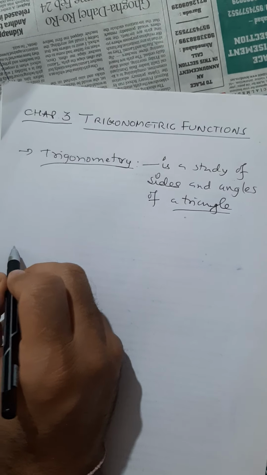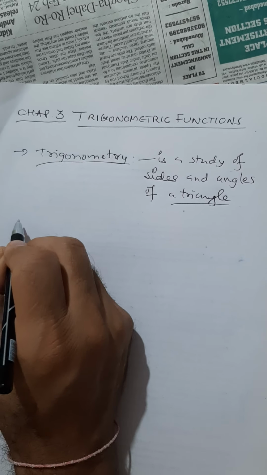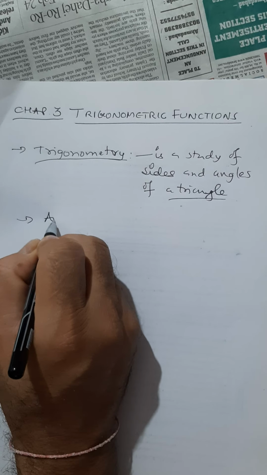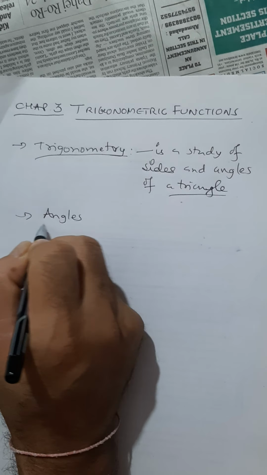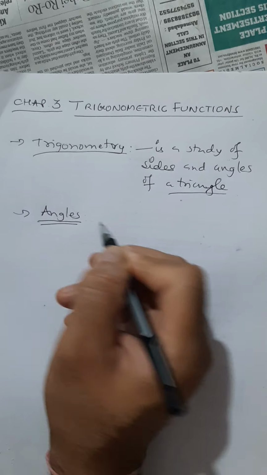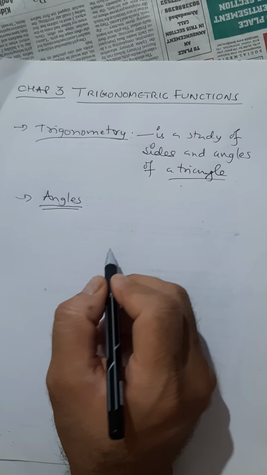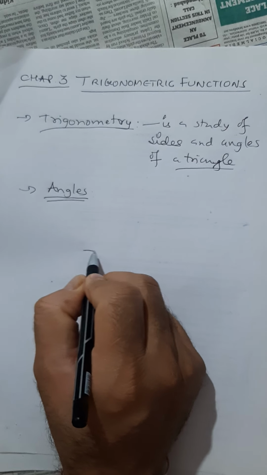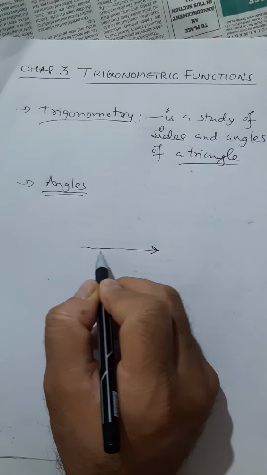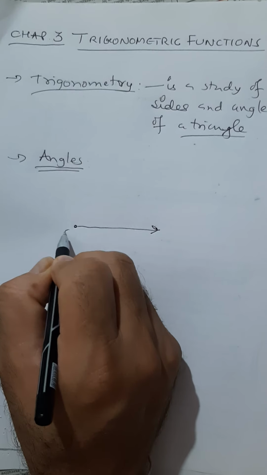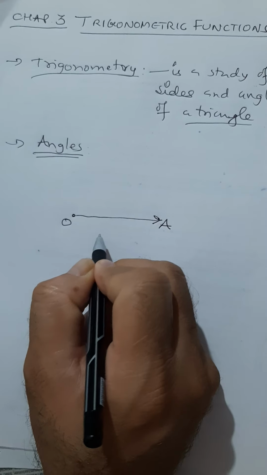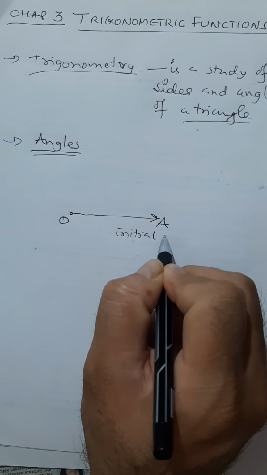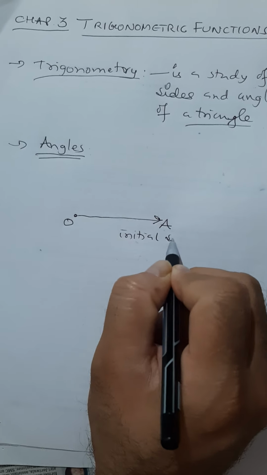Now here the first thing which we want to start is about angles. You know what is an angle, you know from geometry. So I'll consider a ray here. This is the beginning position of the ray, OA. So this is sometimes called the initial ray or initial side of a ray.